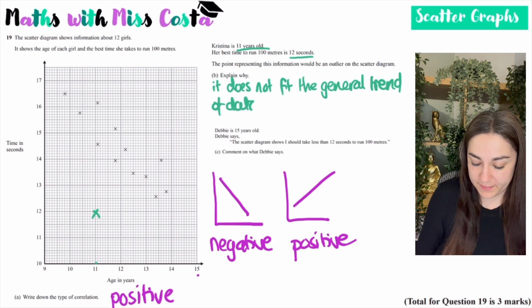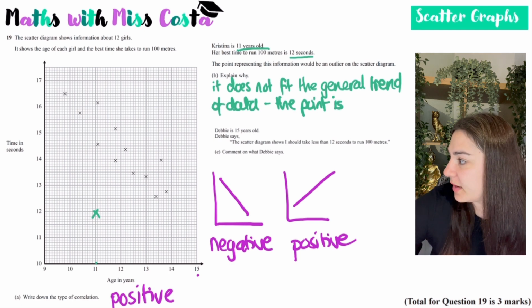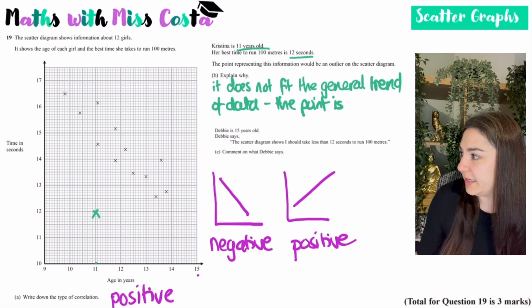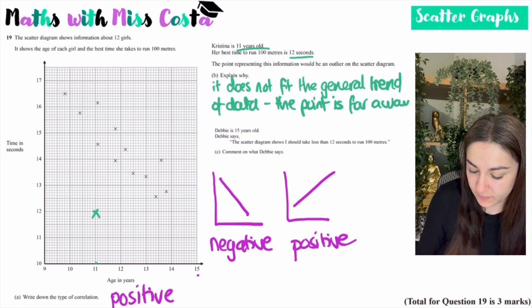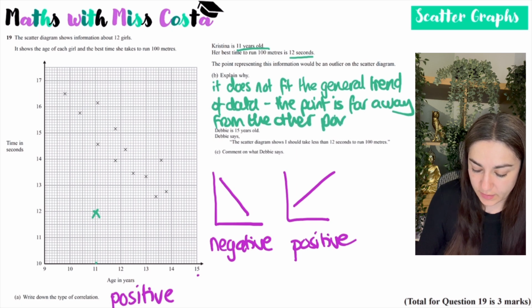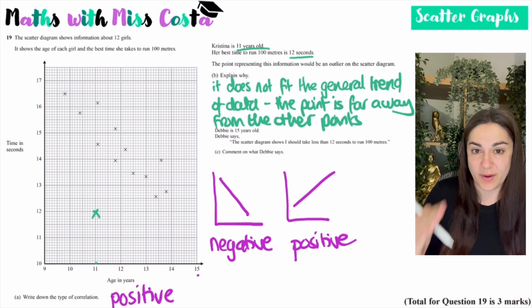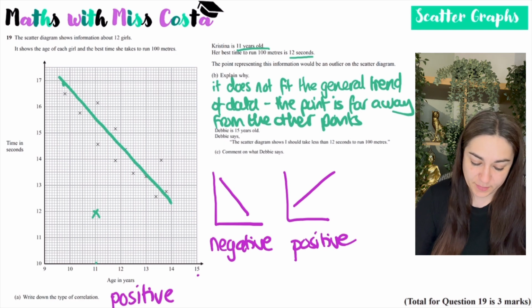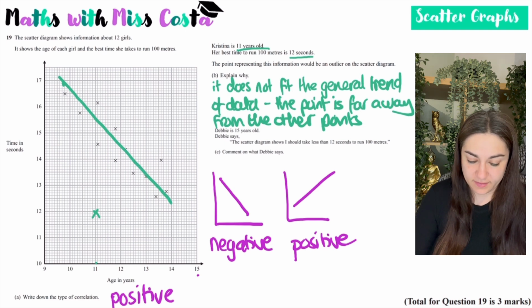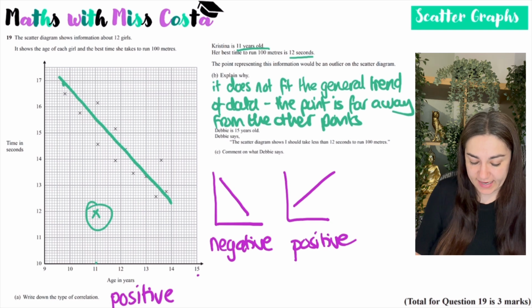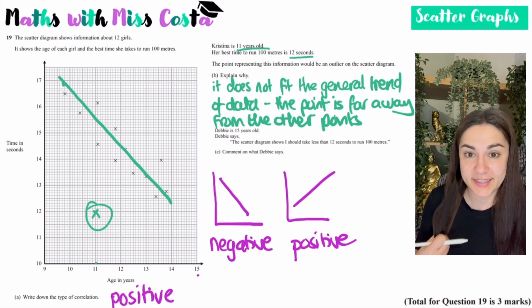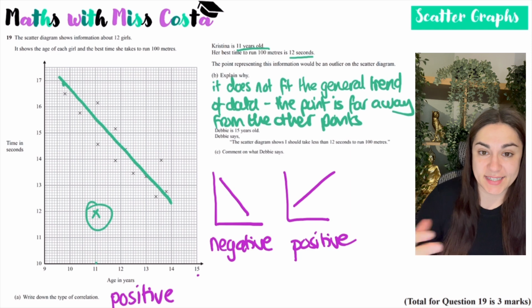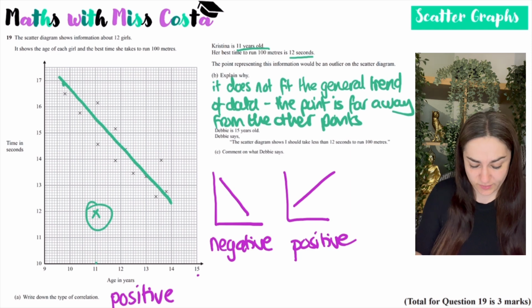And what that means is the point is far away from the other points. Outliers are things that are far away from generally where the rest of the data is. If we drew that line of best fit again, every point is roughly close to it. This outlier is far away from it. An outlier is something that is far away from the rest of the data. It doesn't fit. It's like an anomaly. You're like, oh, that's strange.